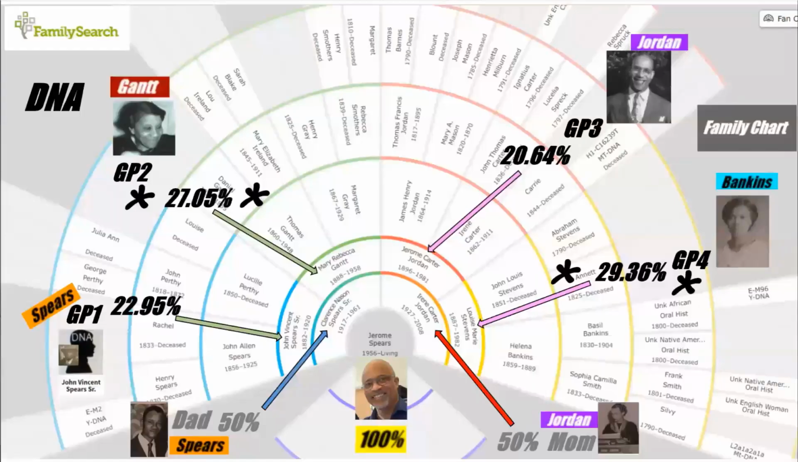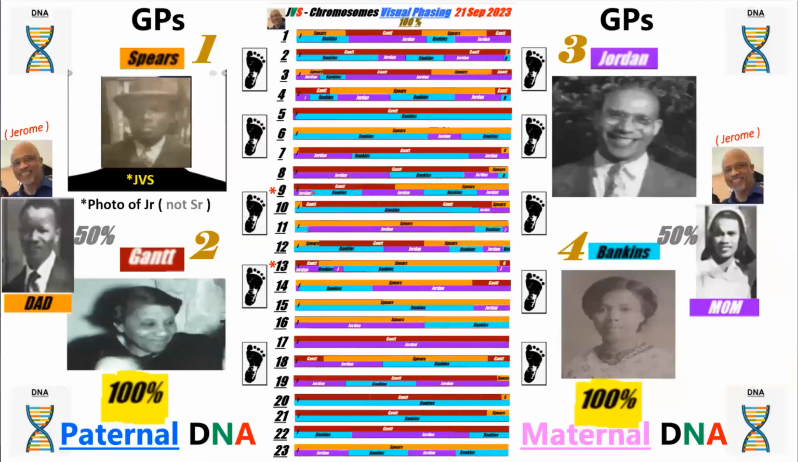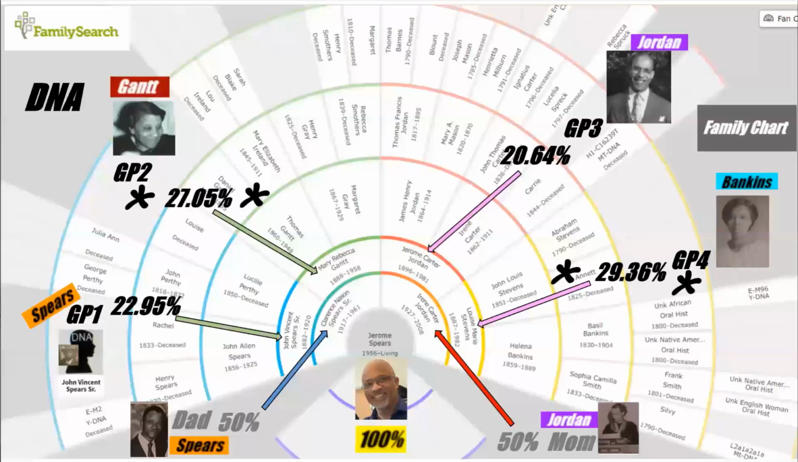So, oh, I went too fast. So here is my laydown, my 23 chromosomes. There are no gaps, there are no holes, there are no dead spots. This is all of the DNA that my parents passed through their parents to me. And I'm more Gant than Spears. I'm more Bankins than Jordan.